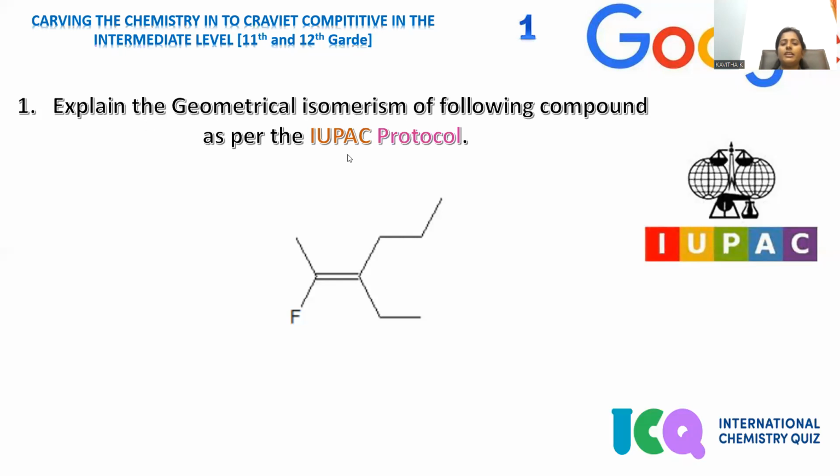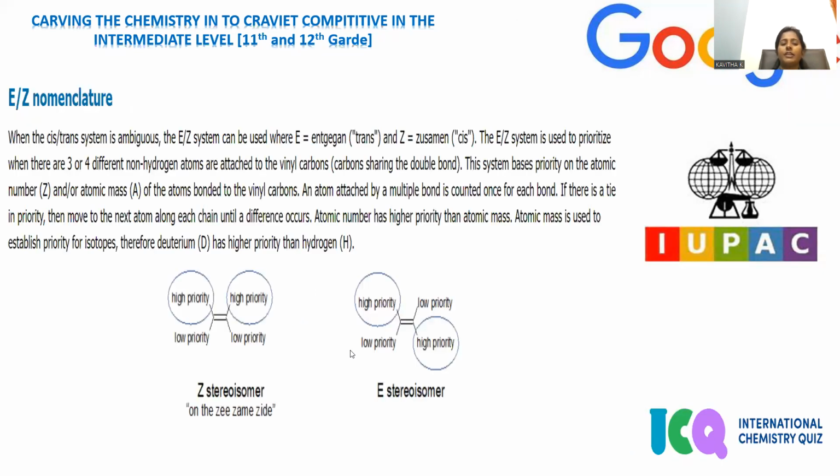Explain the geometrical isomerism of the following compound as per the IUPAC protocol. Geometrical isomerism is applicable to a compound where a double bond is present between two carbon atoms. Based on the arrangement around the double bond, we can assign geometrical isomerism. Geometrical isomerism can be described as cis-trans and as E-Z as well. E for entgegen, Z for zusammen, right?